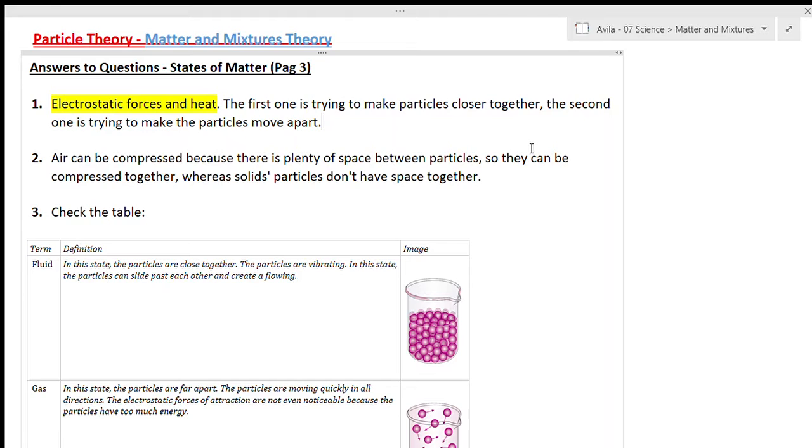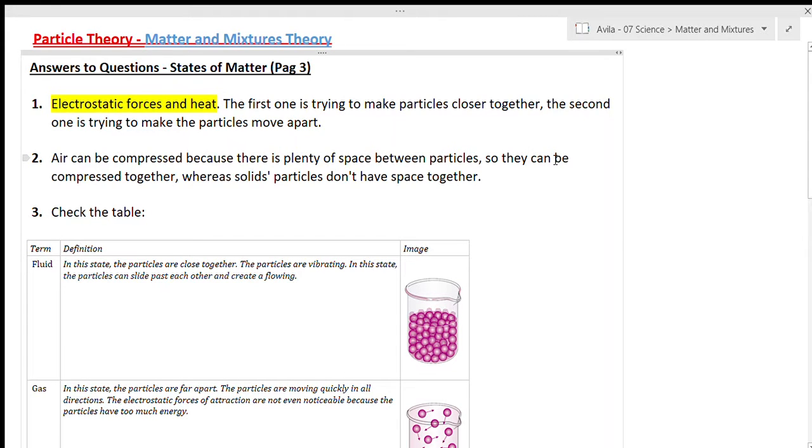objects that are charged with a negative charge will be attracted to objects with a positive charge. And the example that they gave, for example, is when you have a balloon and you rub it and it gets a negative charge, it will pull your hair up. So this is the force that is keeping particles close together. And heat will do the opposite. It's going to try to make the particles move apart.